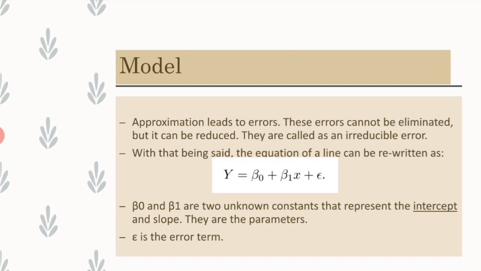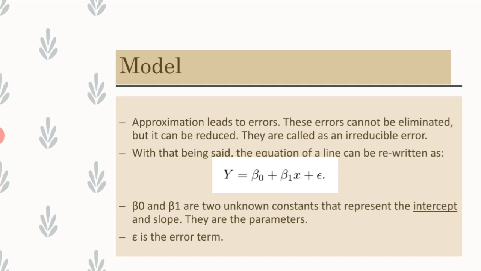Now, the model for the simple linear regression approximation leads to errors, of course. These errors cannot be eliminated, but they can be reduced. They are called irreducible error. With that being said, the equation of a line can be rewritten, as we know before that the relation between the independent and the dependent variables can be expressed in a straight line.